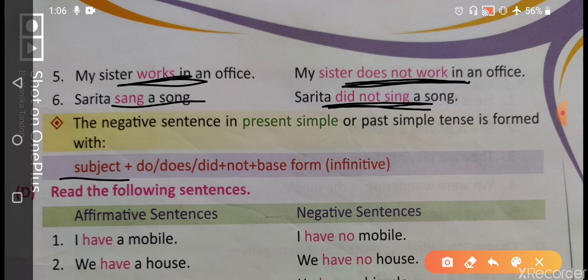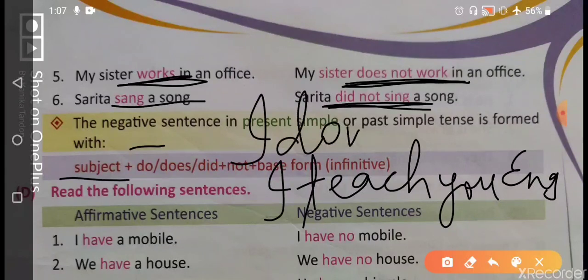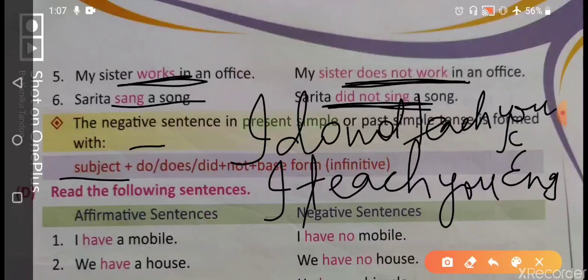Subject like I, do, does. So I have to write in the simple present, and I am singular. So I teach you English. If I have to convert this sentence into negative, I do not teach you English. Alright. So with I, what have I used? Do. Alright.